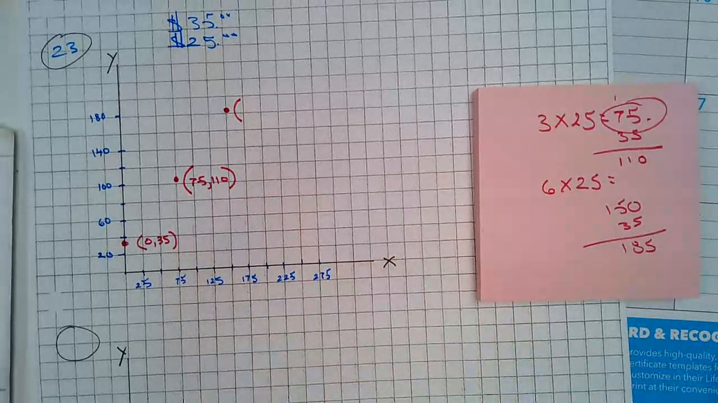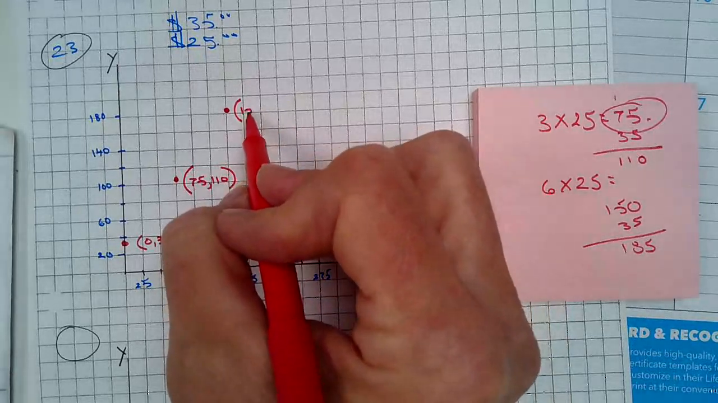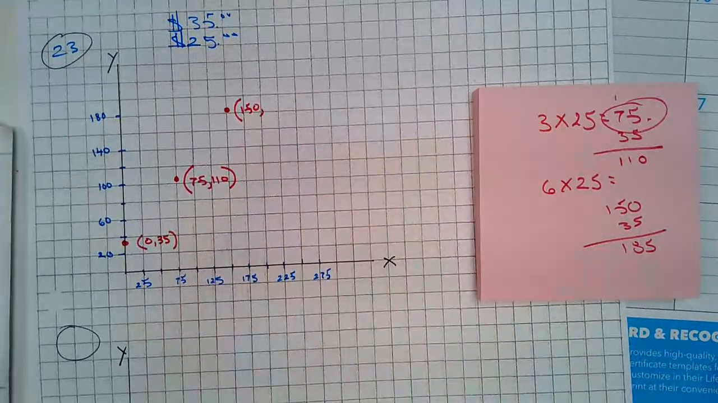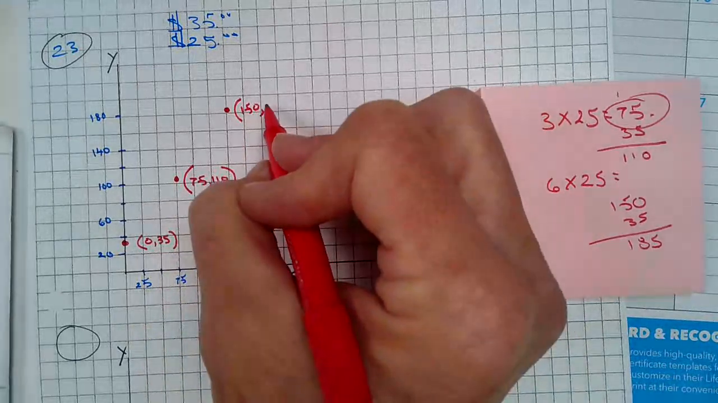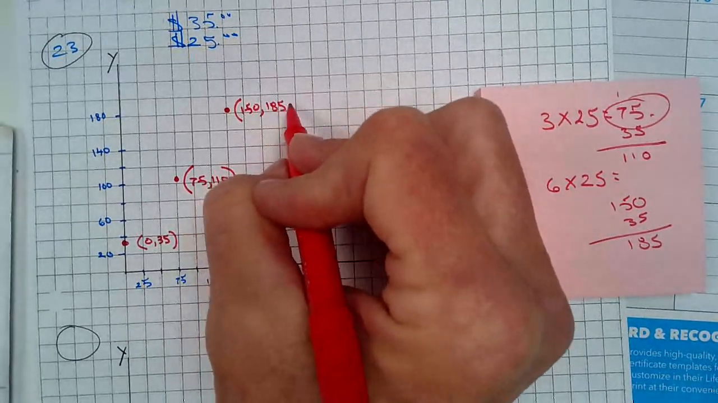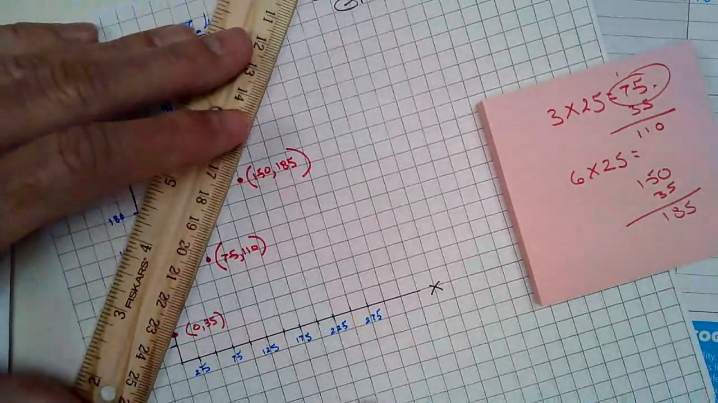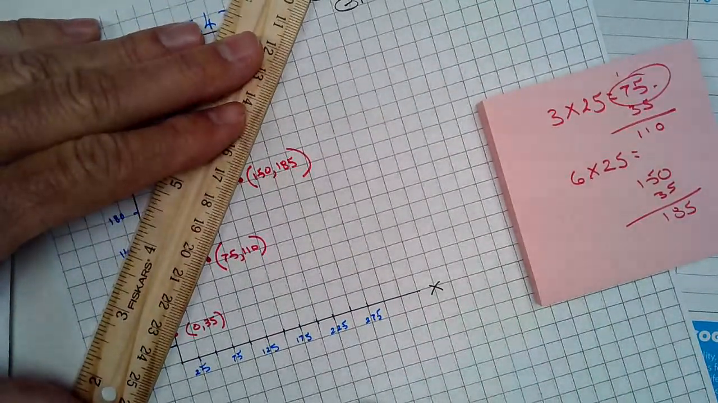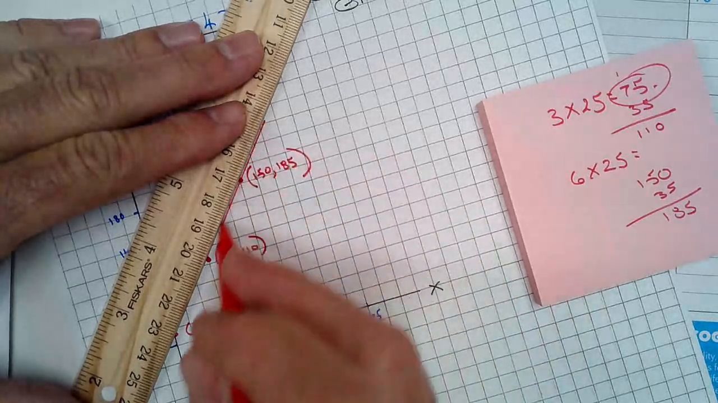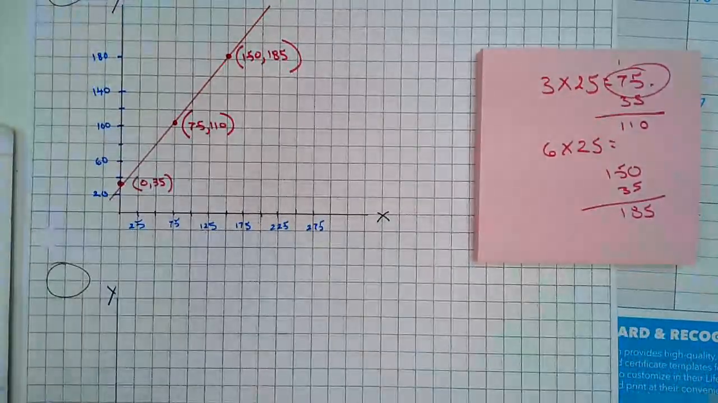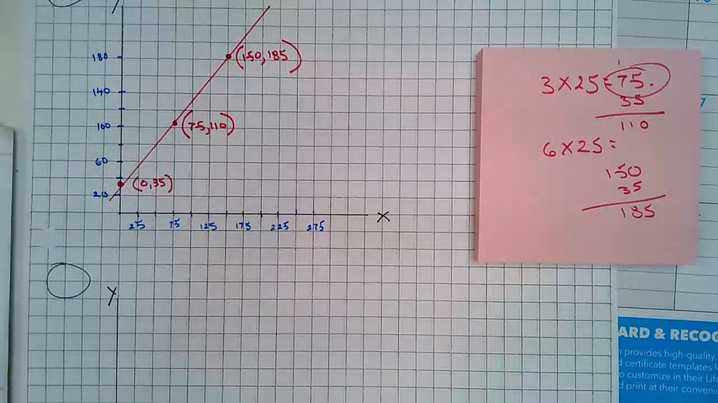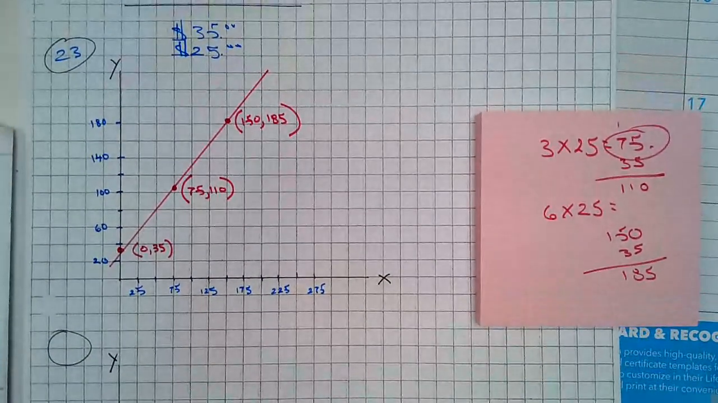And so the x value is 150, and the y value is 185. And then after 3 dots, and I've said this before, connect them. Just draw a line. So there you go. Number 23 is done for you.